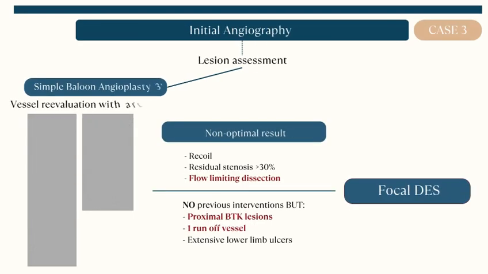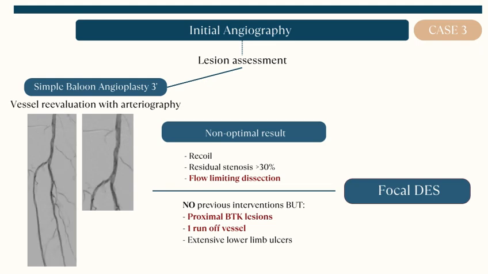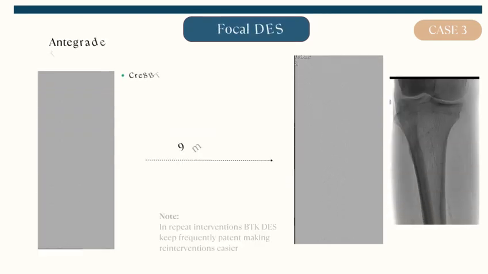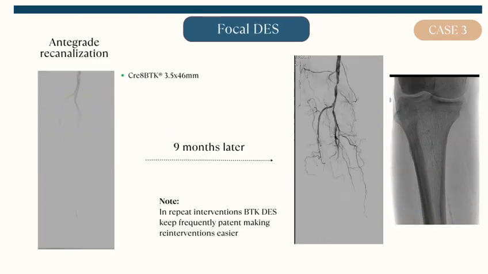Thus, after an initial 3-minute angioplasty, we observed a dissection in the proximal part of the anterior tibialis, so we decided to proceed with a drug-eluted stent. 9 months after the stent placement, good patency of the artery was observed.